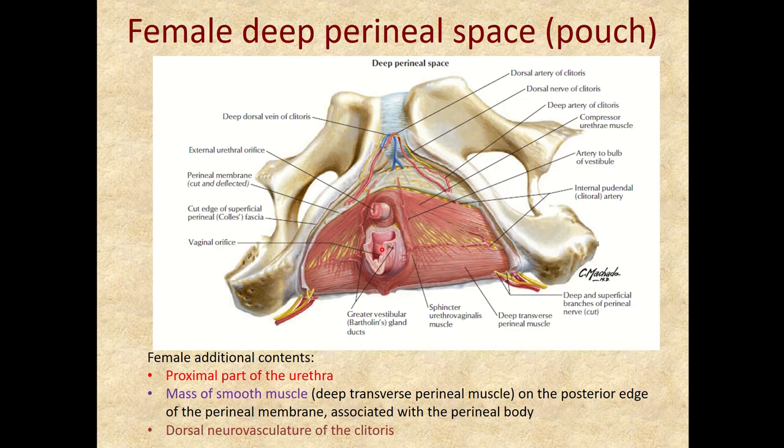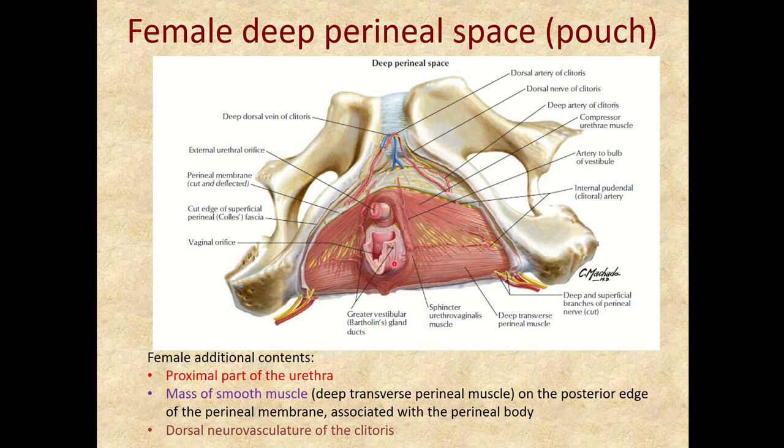In the female, you can see a nice view from Netter's Atlas, and you can see it does look a little bit different. The deep transverse perineal muscle is made of smooth muscle, and there is a urethrovaginalis muscle that actually goes around like a sling around the urethra and the vagina, the walls of the vagina here.